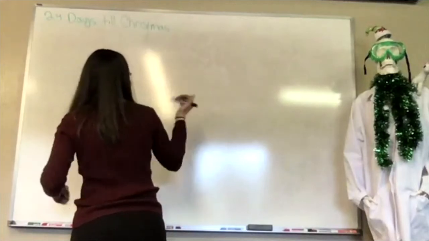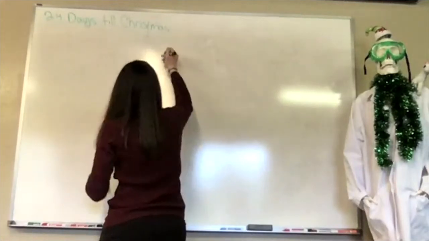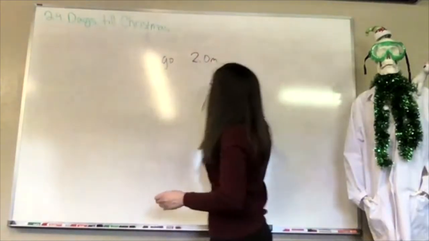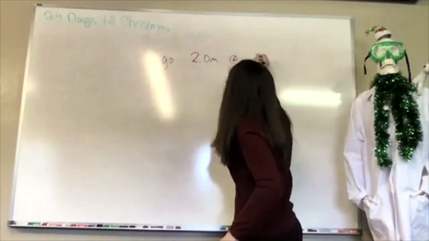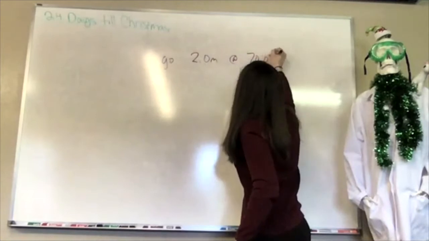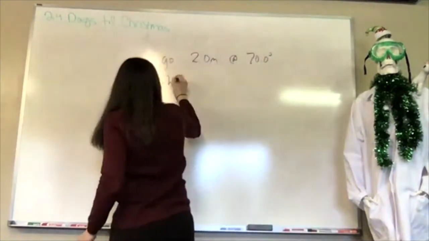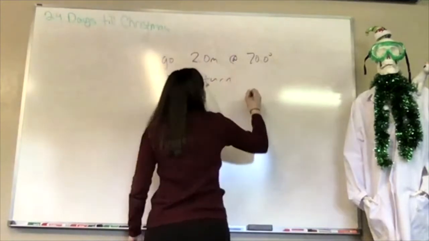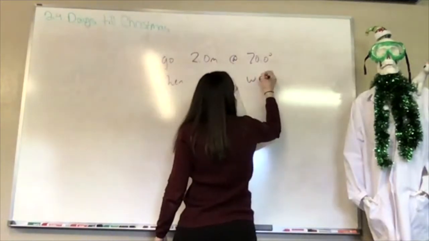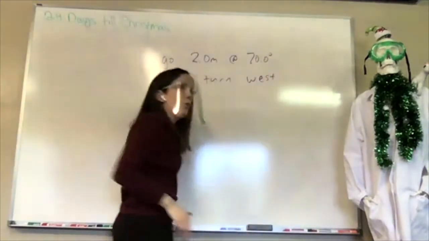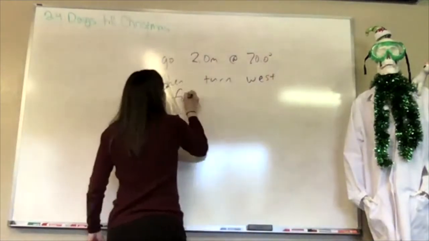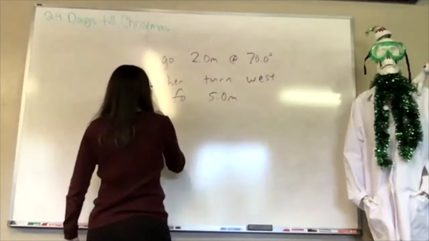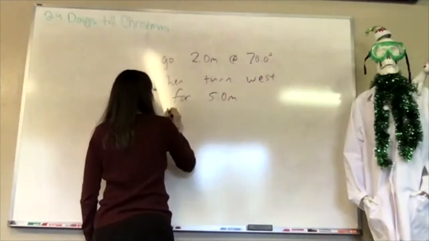Say you have this situation where you go 2.0 meters at 70 degrees. Then you turn and go west for 5 meters. Find the displacement.